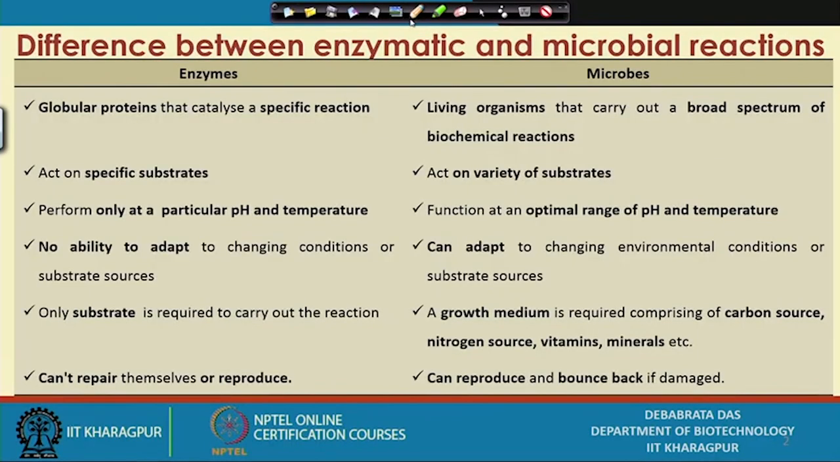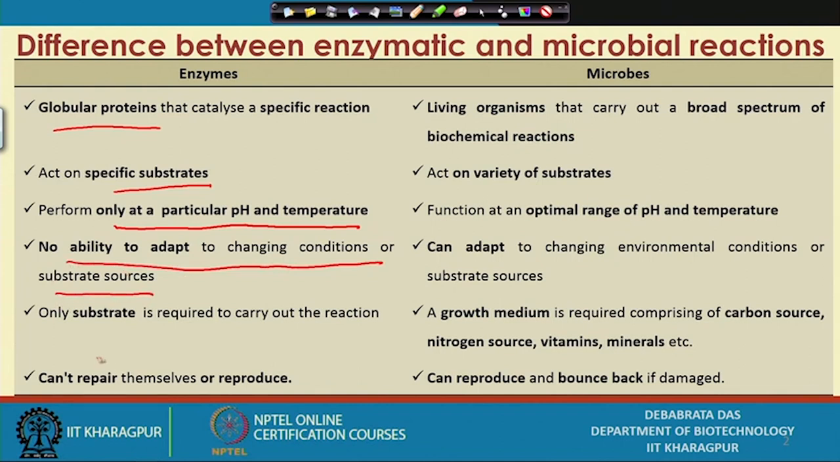So, here I want to emphasize the difference. I told you the enzymes are basically globular proteins, randomly folded, and in the process they develop some kind of active site, and this active site is responsible for the enzymatic reaction. They are very specific with respect to substrate. They work only at a particular temperature and pH, with no ability to adapt to changed conditions or substrate sources. Only the substrate and proper pH and temperature are required, and they cannot repair themselves or reproduce. These are the characteristics of the enzyme that we have.